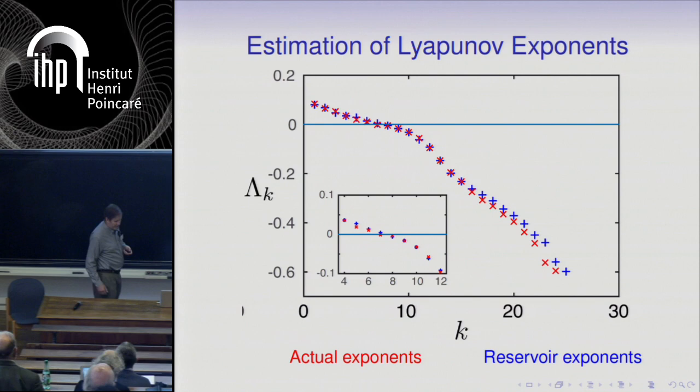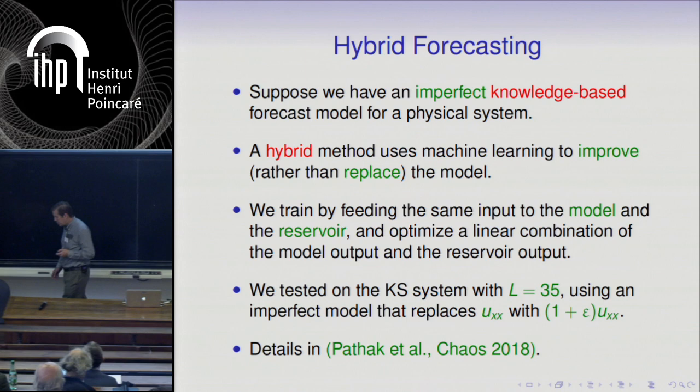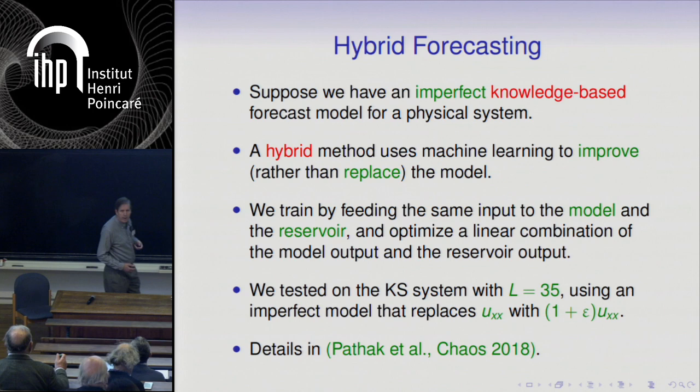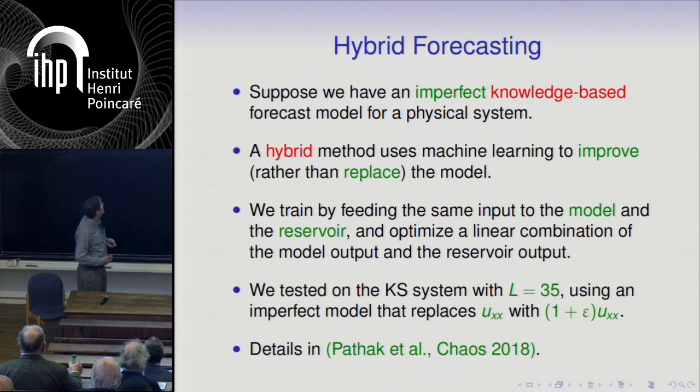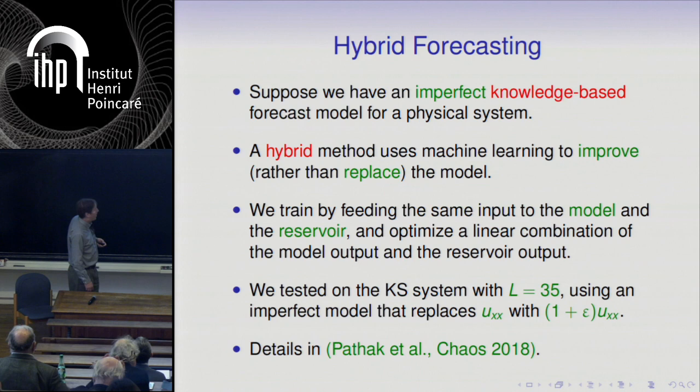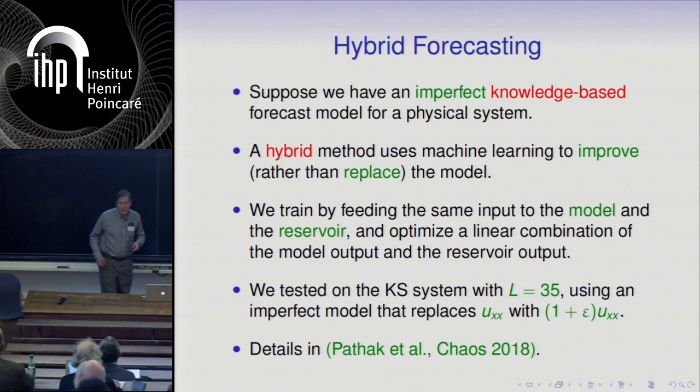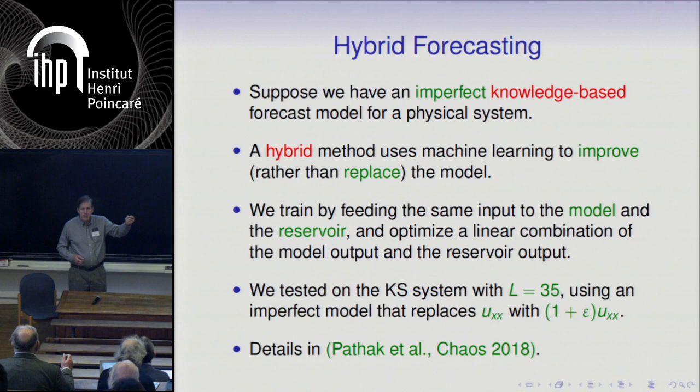So let me then move on to the hybrid approach I was talking about at the beginning. I want to suppose that we do have a model, but that there's some model error keeping us, whatever our goal is, from getting as good results as we would like. And so we want to use this machine learning approach to improve the model or augment the model rather than replace it. So what we do in this approach is we feed the same input to the model and to the reservoir, the machine learning component, and we optimize a linear combination of the model output and the reservoir output. In the language of some of the talks earlier in this meeting, we're building a supermodel between the imperfect physics-based model and our machine learning model.